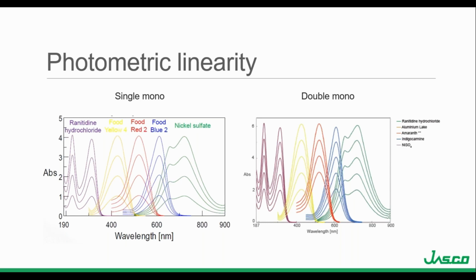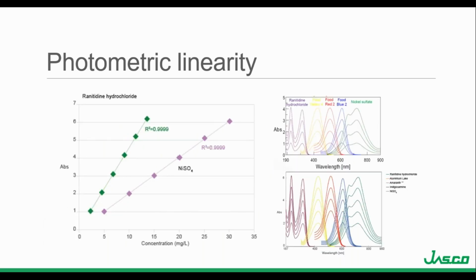So they have high photometric linearity, 4 in the single and about 6 in the double, but not only do our spectrophotometers have this wide photometric range, we're also unique in that that range covers the entire wavelength range. So we're looking at 190 nanometers to 900 nanometers, and that photometric range is consistent throughout that whole wavelength range. This graph illustrates the linearity of both the single and double mono instruments as a function of sample concentration, and as mentioned earlier, the additional monochromator reduces the effects of stray light, which increases the photometric range of the spectrophotometer.